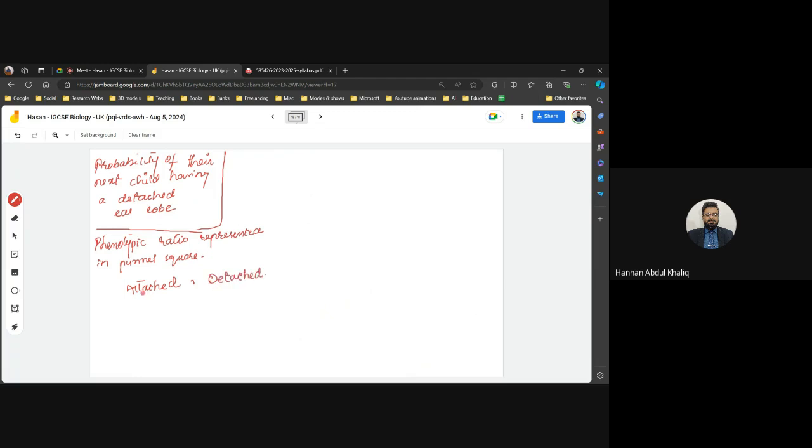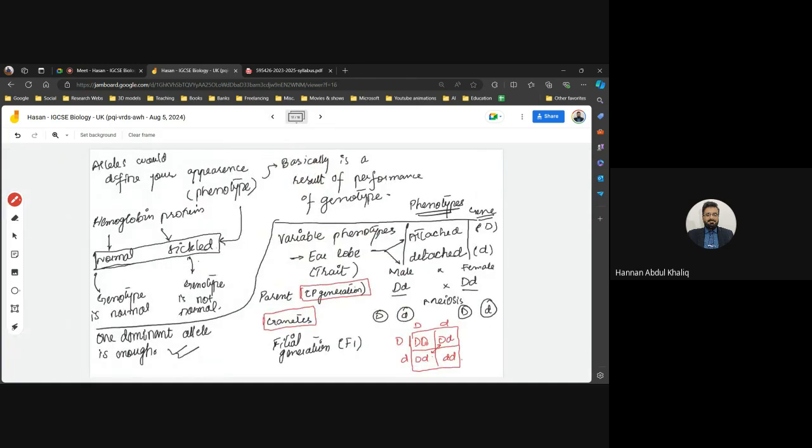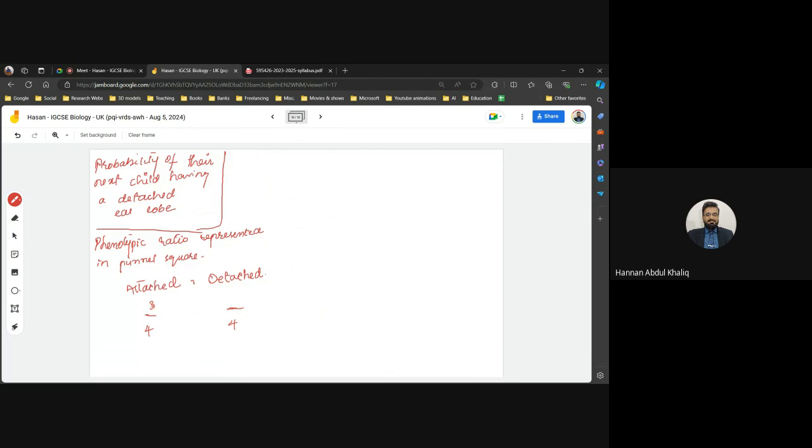So the total number of chances are four. If you see, according to the Punnett square, the total number of chances are four. The 3 out of 4 is the probability ratio for attached earlobe, and 1 out of 4 is the probability ratio for detached earlobe, or in other words 75% or 25%, but you must also know how to do this, because most of the time the CIs ask us the ratio, not the percentages. You got this? How I did this?